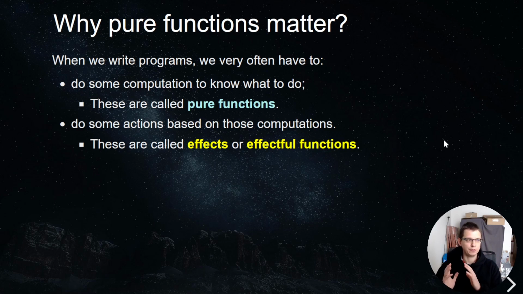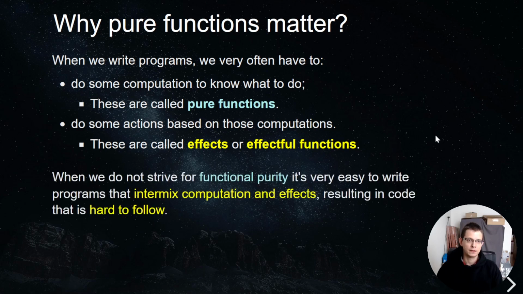So first you compute what you do, you make a plan, and then you execute that plan, and by executing the plan, some effects happen. And when we do not strive for functional purity, when we just write our code willy-nilly, it is very easy to write programs that intermix those two stages.